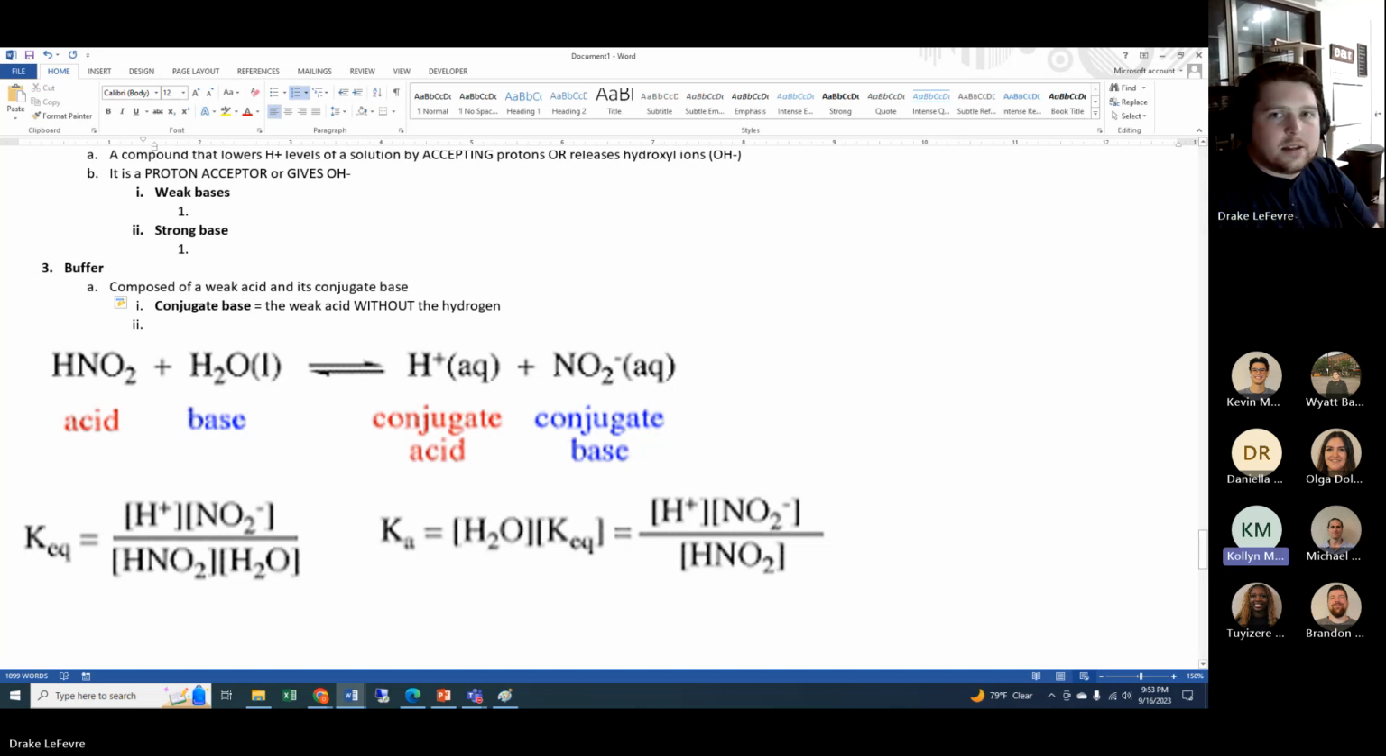Okay. Is the base always H2O? For our purposes, yeah, we're pretty much always going to use water. Okay. Like you can technically use other things, but for our level of chemistry that we want to know, we're going to be using H2O.